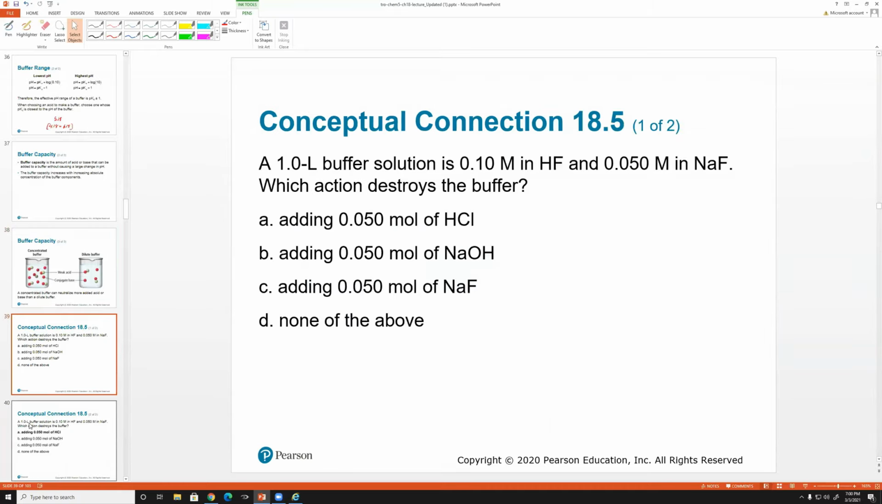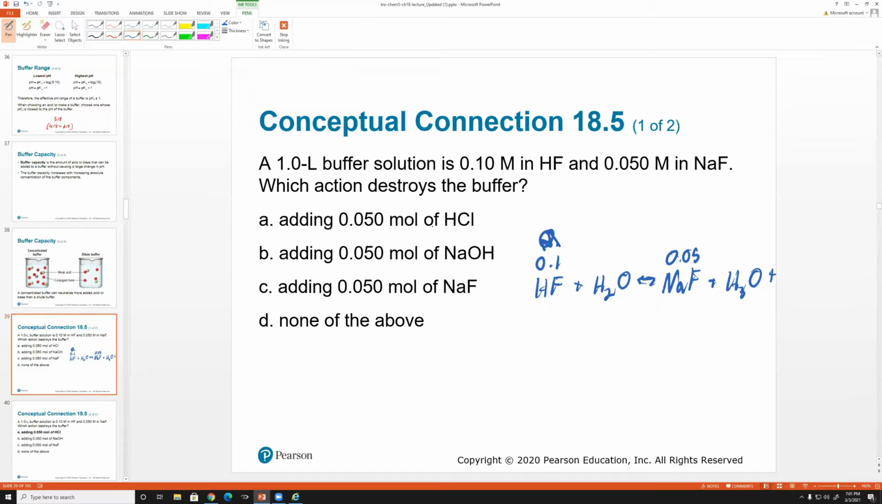Okay. A 1 liter buffer solution of 0.1 molar HF and 0.05 molar NaF, which action destroys the buffer? All right. So we have double the amount of the weak acid and half the amount of the conjugate base. So let's write an equation, just like Brian suggested. That's a smart thing. Let's write the equation. HF plus H2O yields F minus plus H3O plus. And the Na, remember, it goes into the system, and it's just sitting there, whatever. All right, so we have 0.1 of our HF and 0.05 of our F minus, if you will, or our NaF. Let's see what happens.